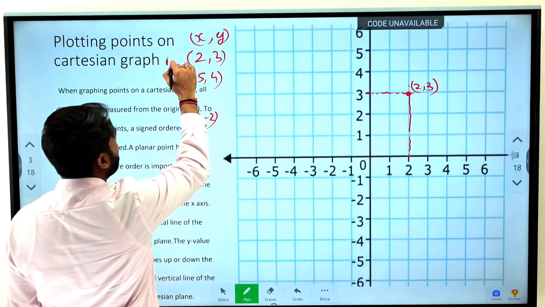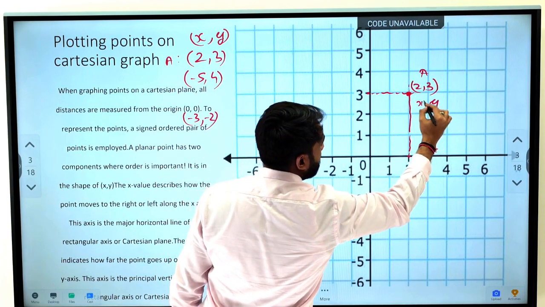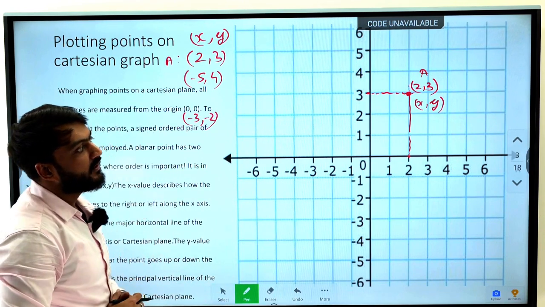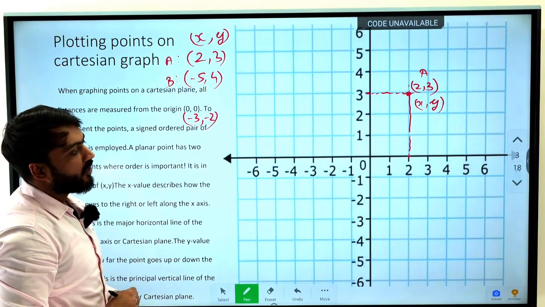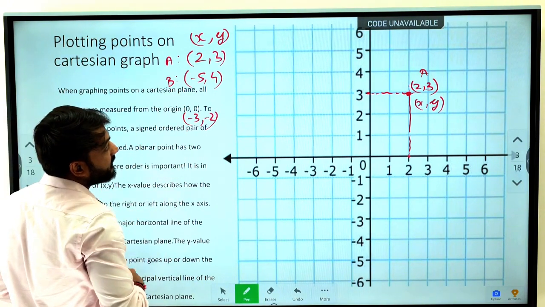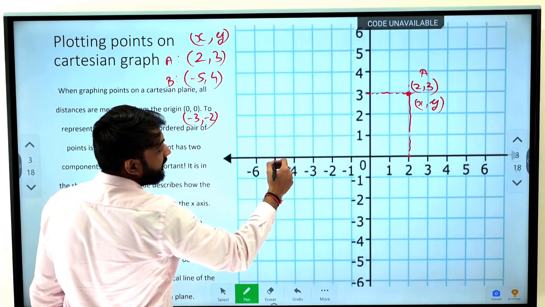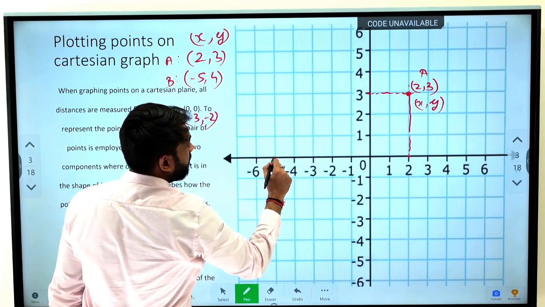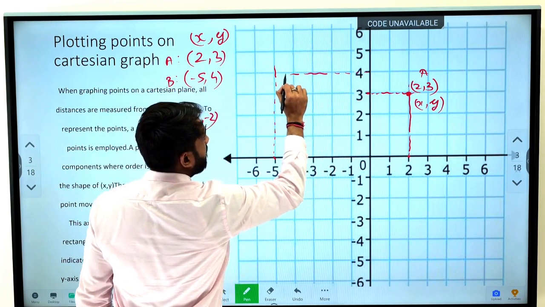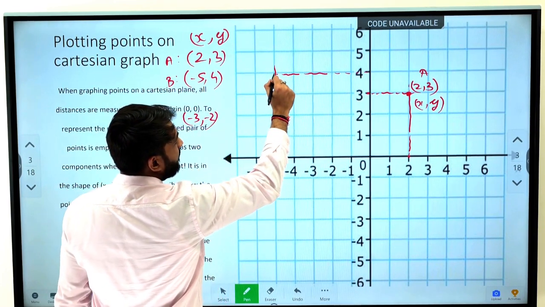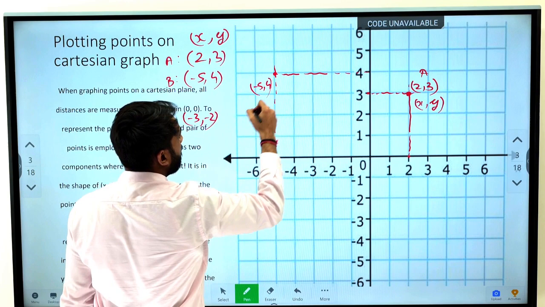So let me call it A. A 2, 3 is here. 2, 3 again, x value being 2, y value being 3, because that is how we write it. The next point, let me mark it out as point B. It's -5, 4. So -5 again being my x value, and +4 being my y value. That means I'm looking for the intersection between -5 and +4. So again, I'll just keep on stretching a straight line from -5 and +4. And this is where they both meet. So this is my point -5, 4.